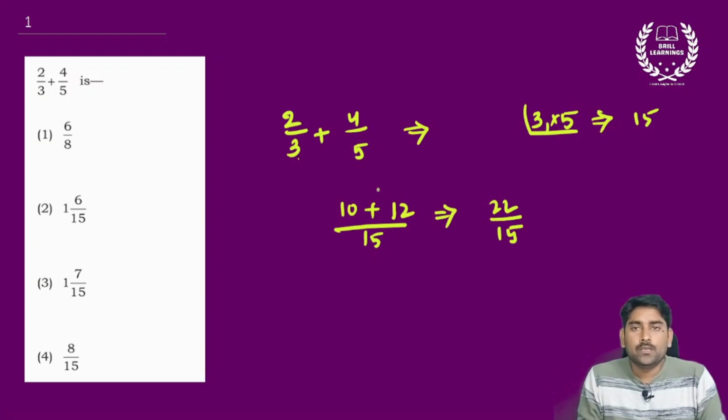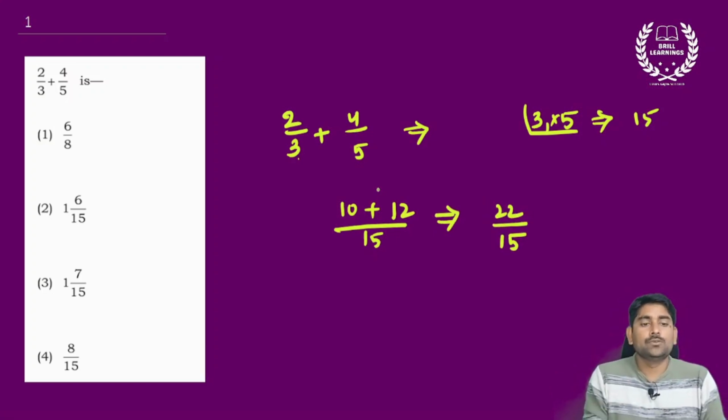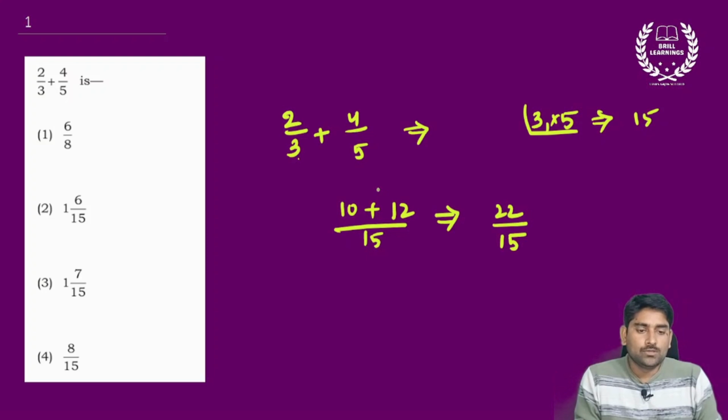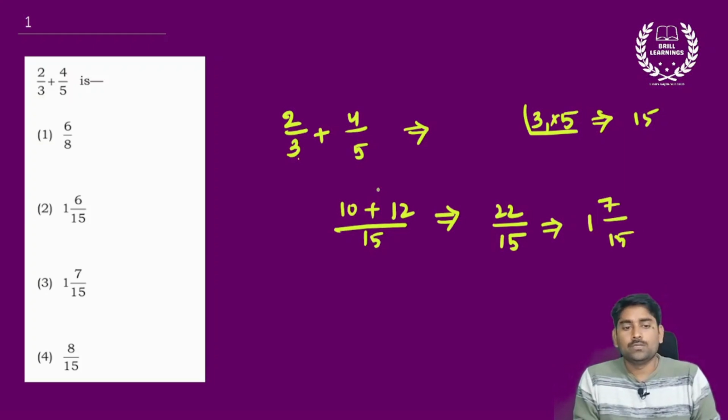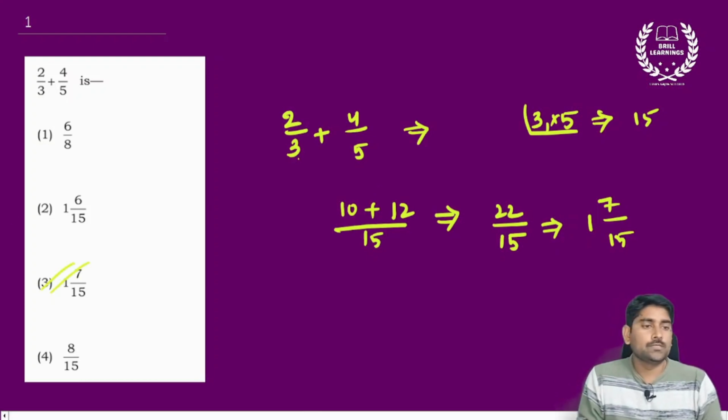It is an improper fraction, so convert this into a mixed fraction. So 15 ones are 15, 7 remains here and 15, 1 7 by 15. Third one is our answer. Let's move on to the next question.